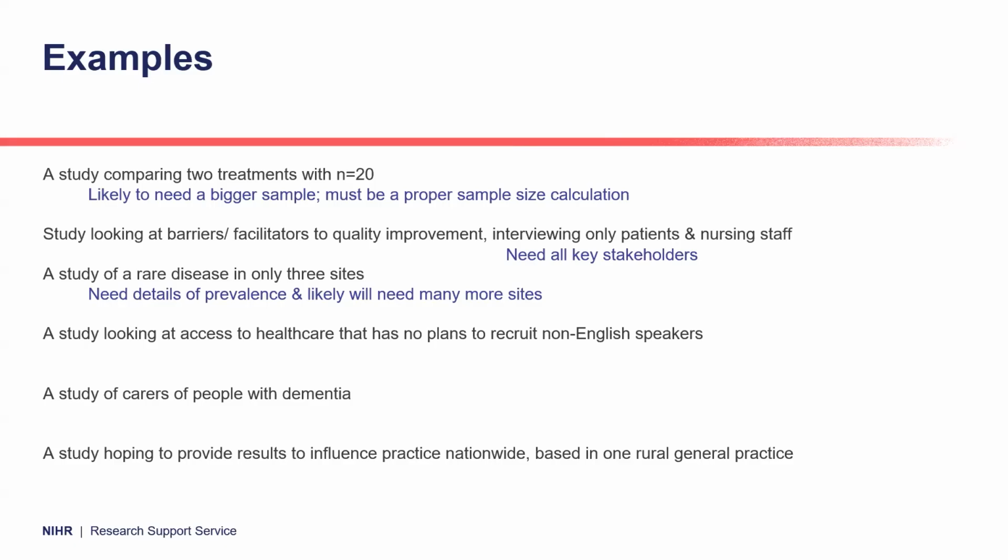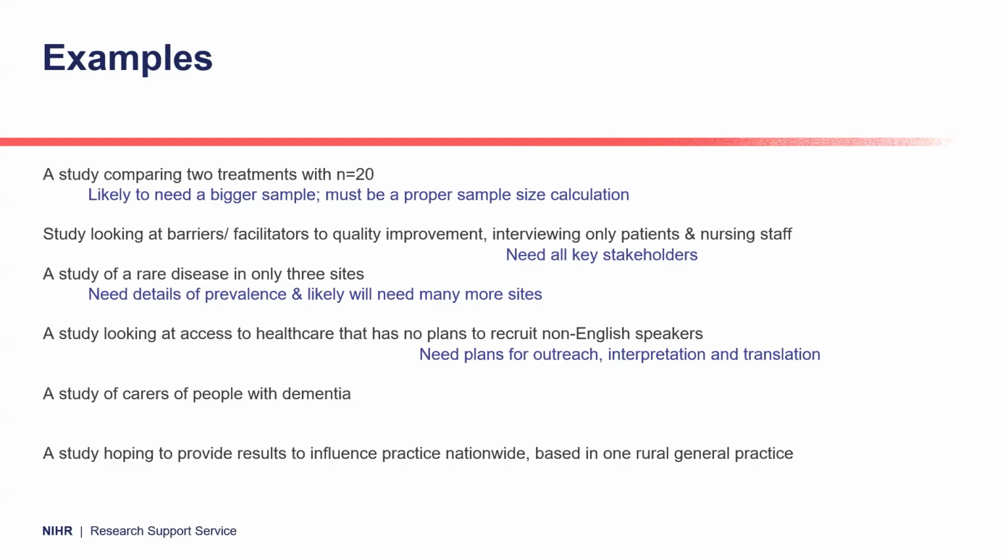They have to be European or worldwide studies simply because you can't get the patients. A study looking at access to healthcare that has no plans to recruit non-English speakers. So this is an example of what I was talking about. These are the very people you want to involve in your study, but you're not taking any measures to actually recruit them in terms of outreach, interpretation, and translation.